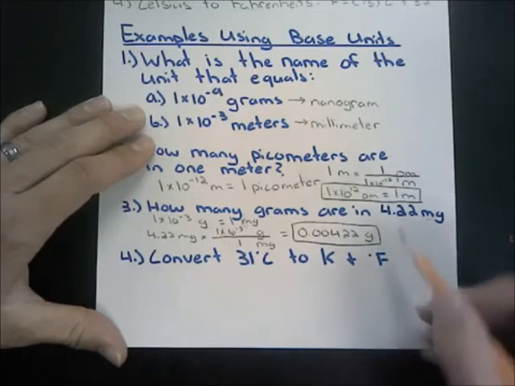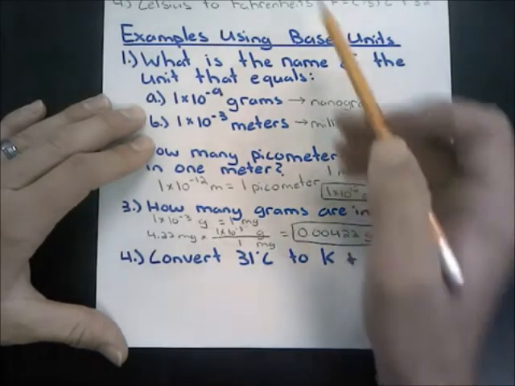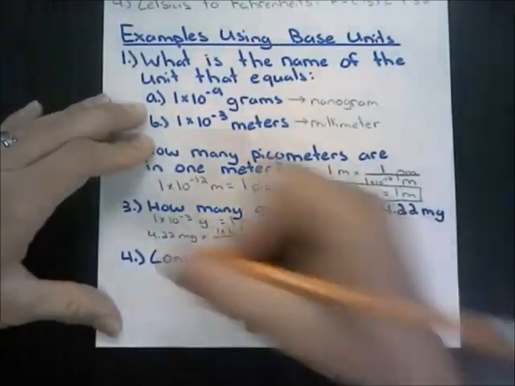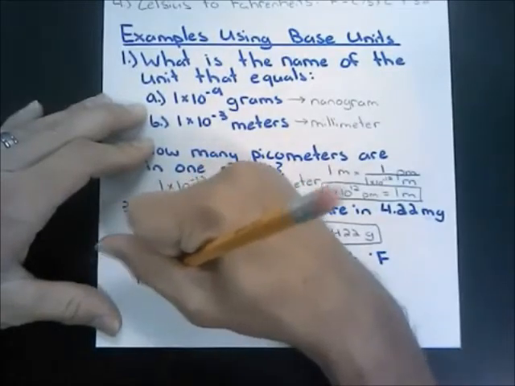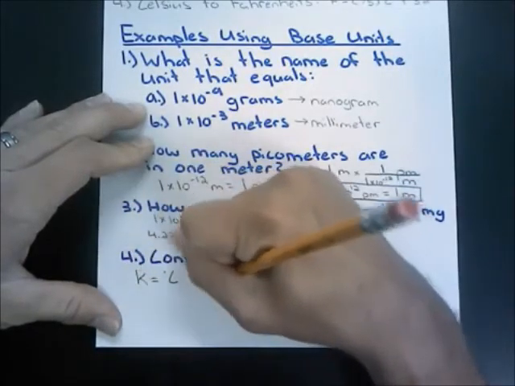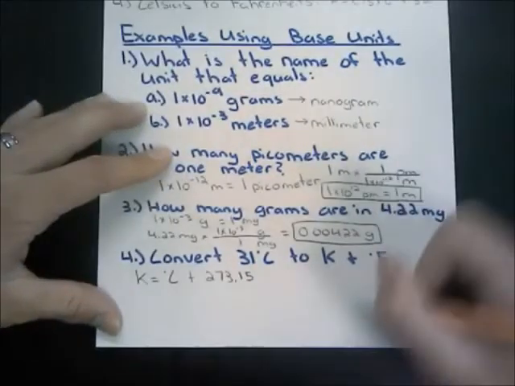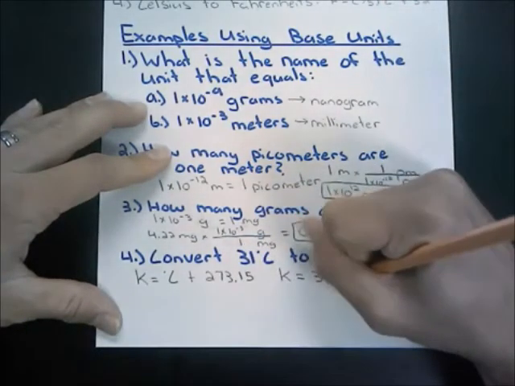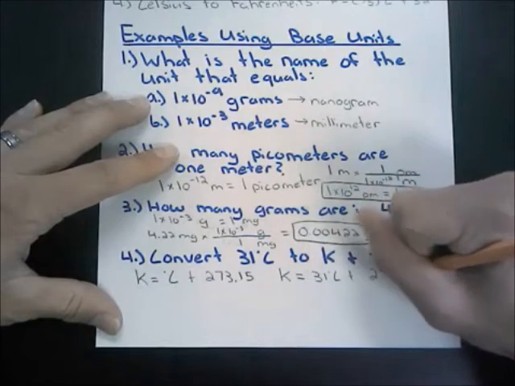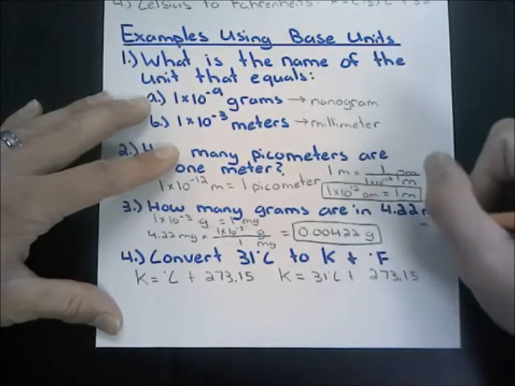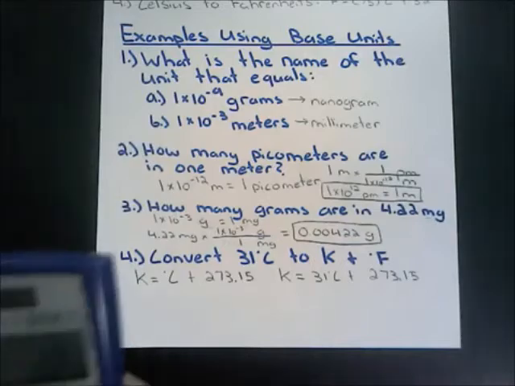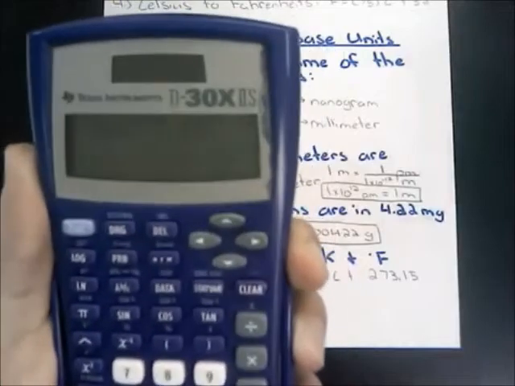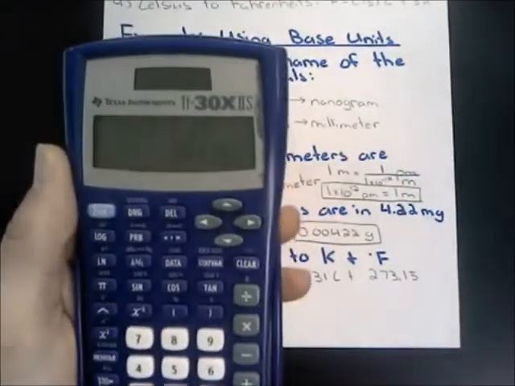So what we need to do here is, if you look at our formula to go from degrees Celsius to Kelvin, we need K equals degrees Celsius plus 273.15. So we insert K. We don't know that yet. Our degrees Celsius is 31 degrees Celsius plus 273.15. So when we do that, we end up with 31 plus 273.15, and that gets us a value of 304.15.